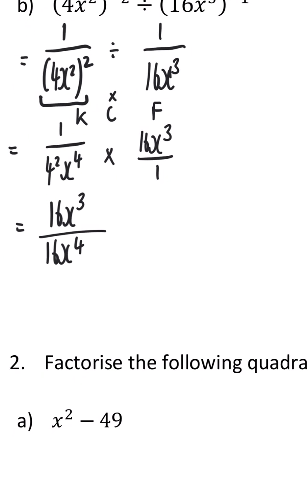Then I can say, well, this 16 cancels out with this one, and then x to the power of 3, all 3 of those x's cancel out with 3 of them down here, and I'm just left with a 1 here, x to the power of 1. So what am I left with? I've got 1 over x. That can't be simplified any further, so that's my final answer.